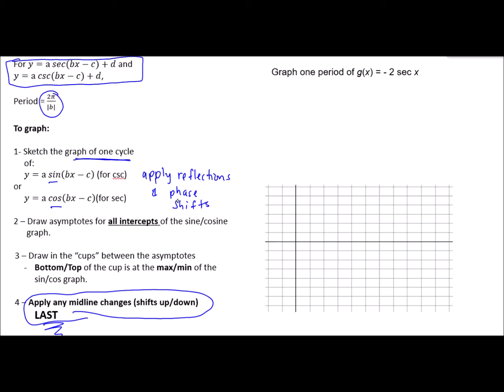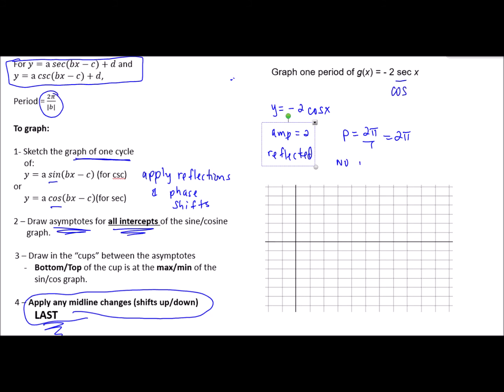And then once you get that graph up there, you're going to put in your intercepts. You're going to put in your asymptotes anywhere there's an intercept. And then you're going to start flipping your cups. So let's start. This is secant, which means cosine. So before I get secant in there, I'm going to graph y equals -2 cosine of x. Okay, identifying my pieces, I've got an amplitude of 2. It has been reflected. My period is 2 pi over 1. No change there. There is no midline shift or phase shift.